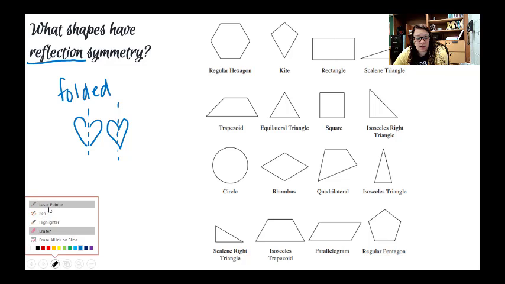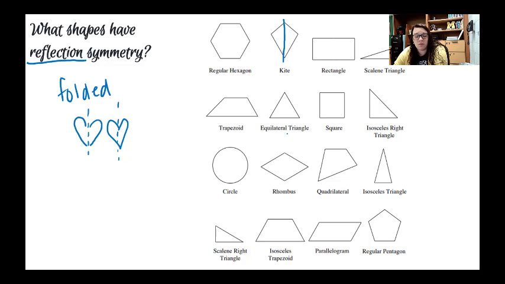If you want, I would pause my screen here. This is what my students in class are doing: they have this printed out, and they try to draw all the reflection lines they can on here. So take a minute and try that, and then we'll come back in a moment and I'll have some answers on the screen.